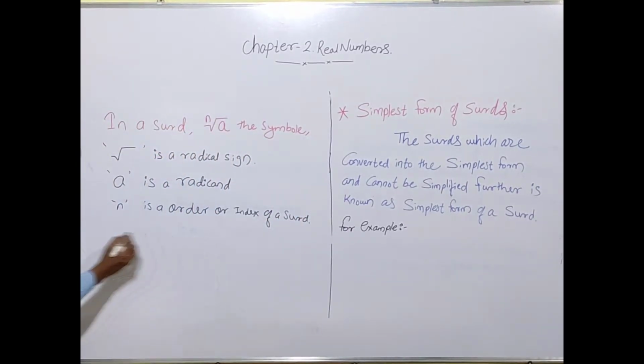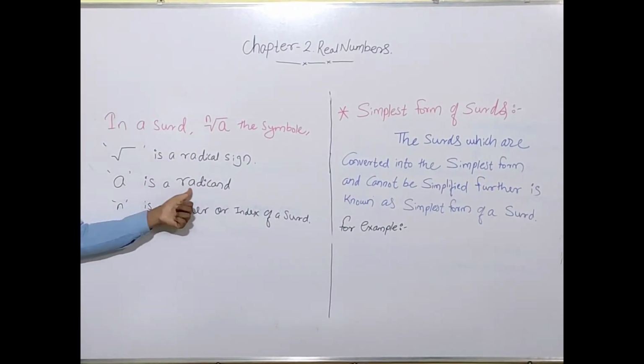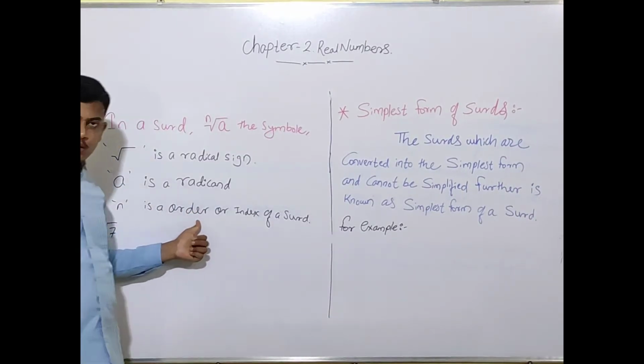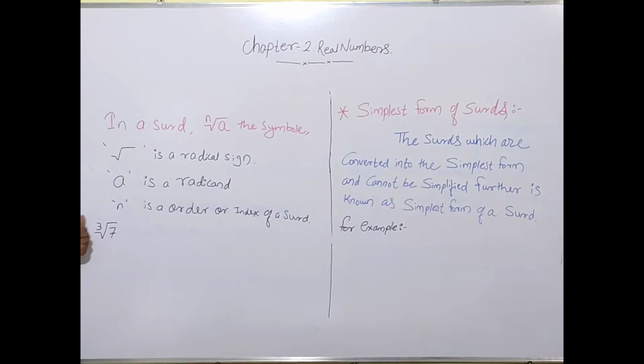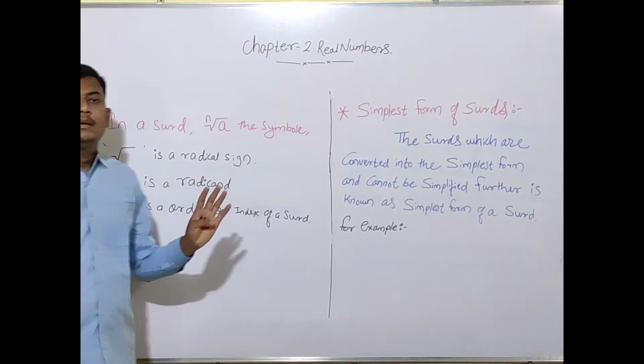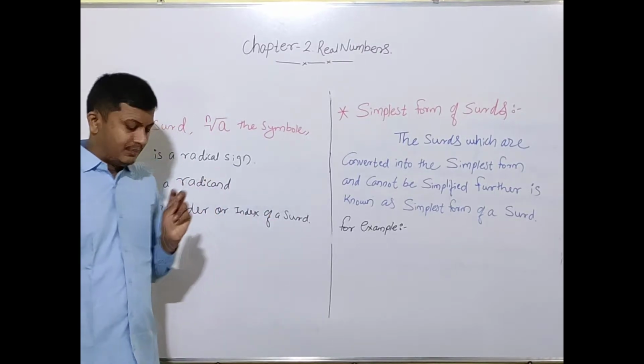So for example, if you consider the cube root of 7, here the root sign is what? Again, the radical sign. 7 is what? 7 is the radicand, and 3 is what? 3 is the order of the surd. In the same way, we can define it for any surd.